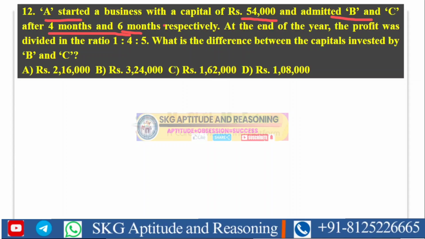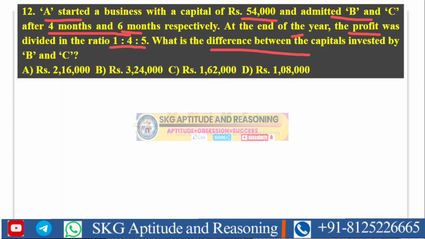And at the end of the year, they got a profit, which means B was in the business only for 8 months, and C was in the business only for 6 months. At the end of the year, they got a profit. Okay, the profit was divided in the ratio. So at the end of the year, they are dividing the profit in this ratio, that is 1:4:5.